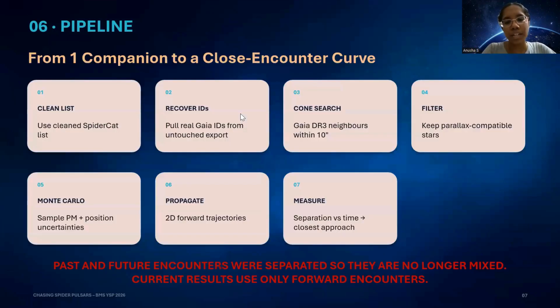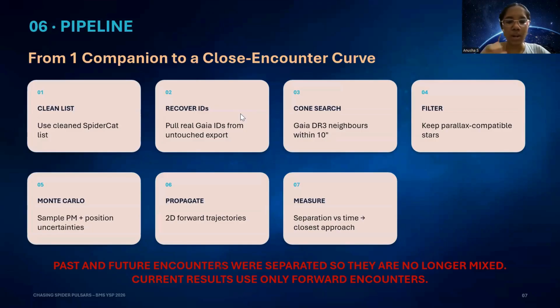The analysis follows a systematic pipeline. We begin with the cleaned SpiderCat list, recover the Gaia IDs, and search Gaia DR3 for nearby stars within 10 arcseconds. Using Monte Carlo sampling of position and proper motion uncertainties, we propagated the motion in 2D and calculated separation over time. We then separated past and future encounters, focusing only on future encounters here.